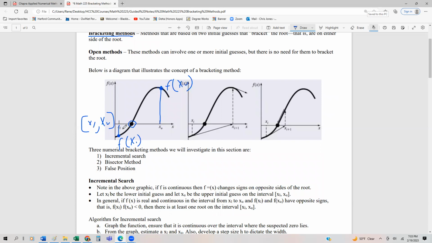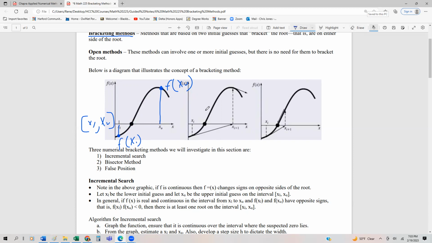What we're going to do is continuously move xu or xl, depending upon what our algorithm suggests, and try to move in. We might move in from this side, we might move in from this side, and ultimately we try to guess what the solution is. That's what a bracketing method is in its most essential definition.